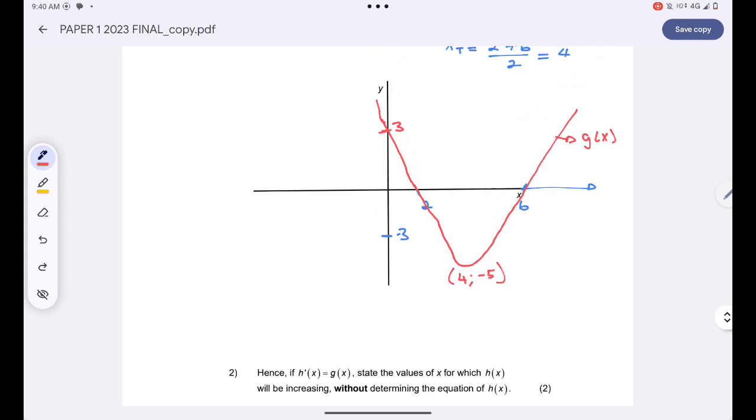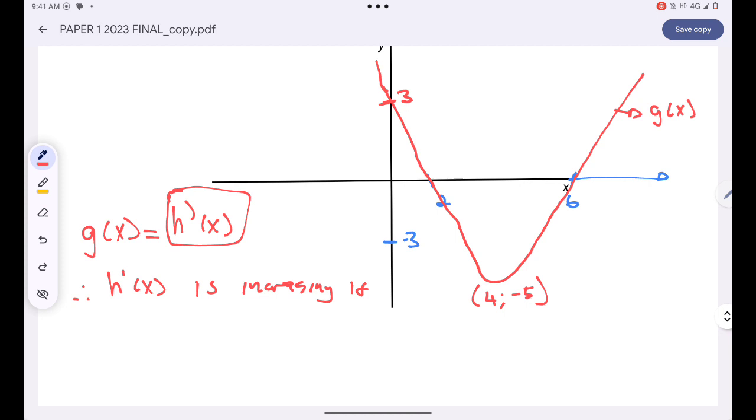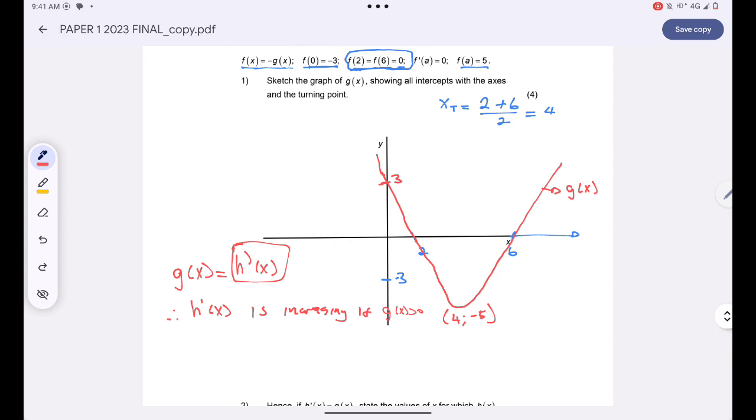Okay, now they're saying to us, guys, g of x is equal to the derivative of h. Are you together? And I know that, guys, the derivative is always increasing if and only if it is greater than 0. Are you together? So therefore, since they are both equal, I can simply say h of x is increasing if g of x is greater than 0. Are you together?